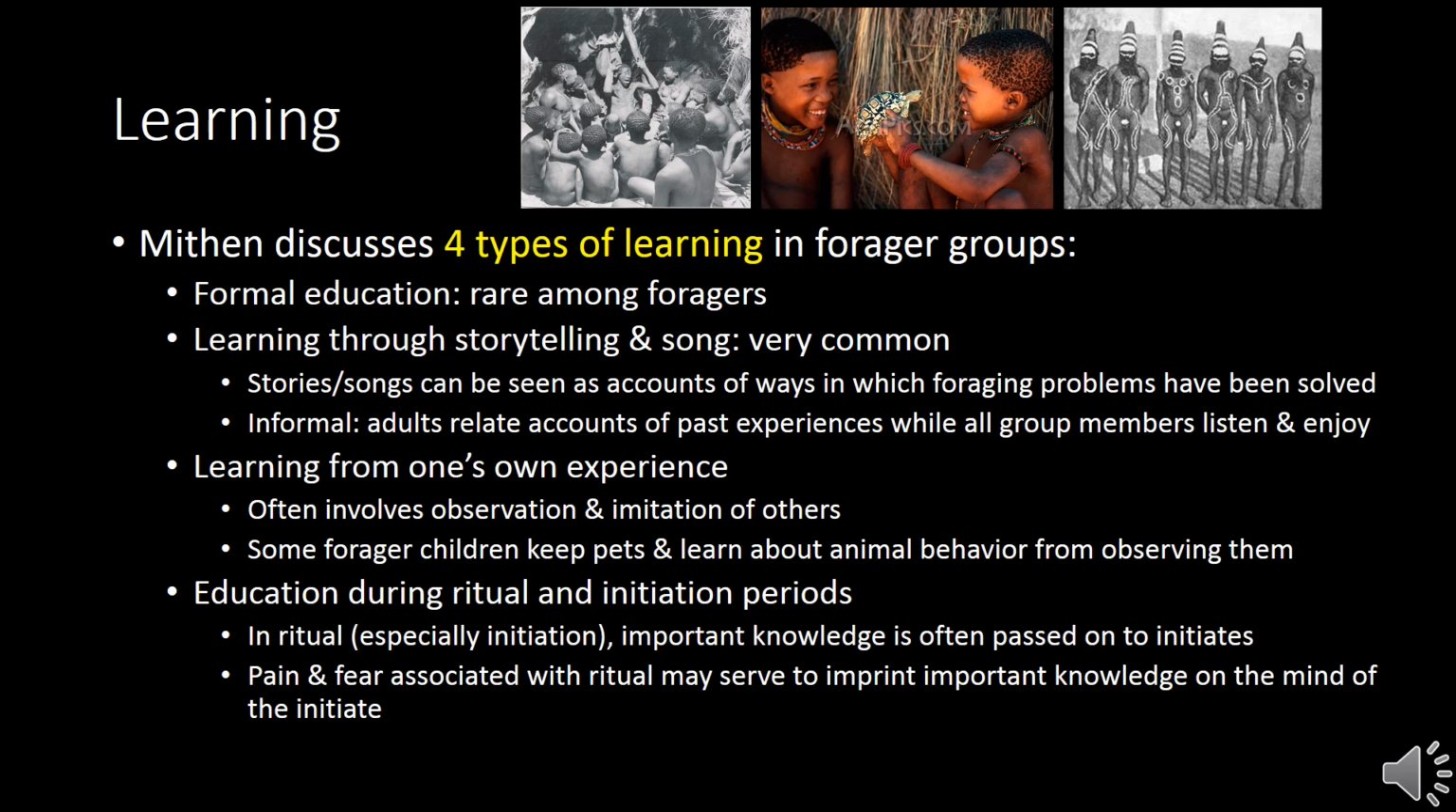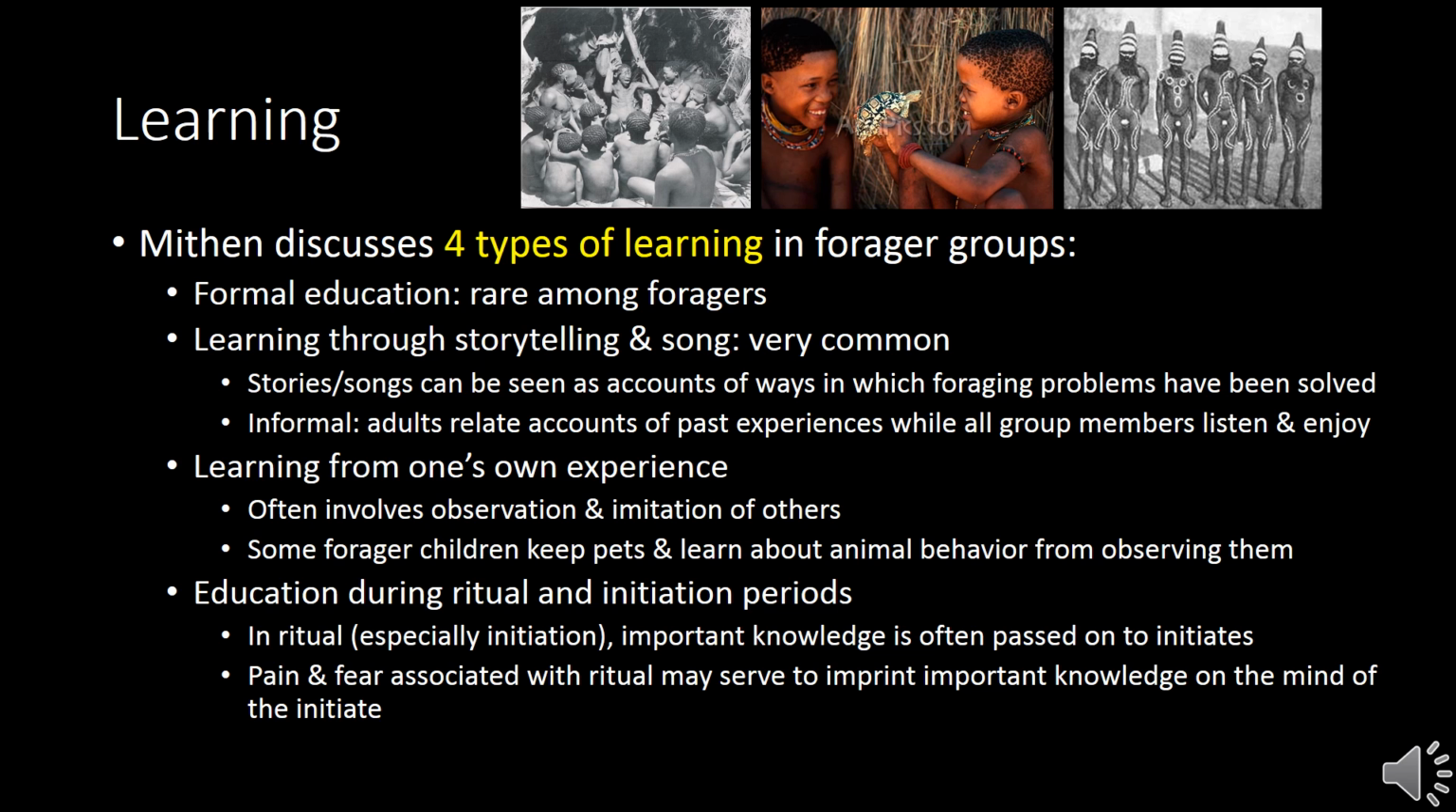Mythen discusses 4 types of learning in forager groups: formal education, storytelling and song, learning from experience, and ritual. While formal education is rare among foragers, learning through storytelling and song is very common. Stories and songs can be seen as accounts of ways in which foraging problems have been solved in the past. Because it's also a form of entertainment, storytelling is a very informal means of teaching and learning. Adults simply relate accounts of their past experiences, while all members of the group listen and enjoy.